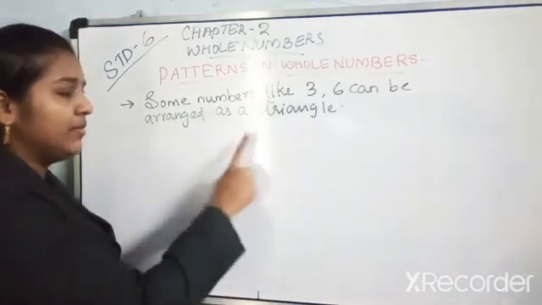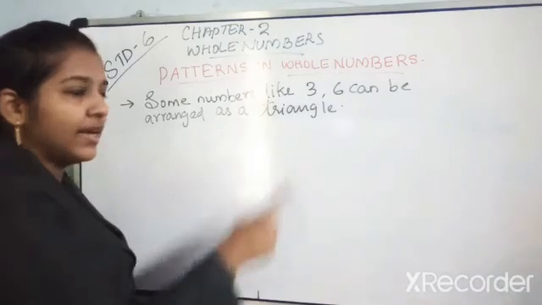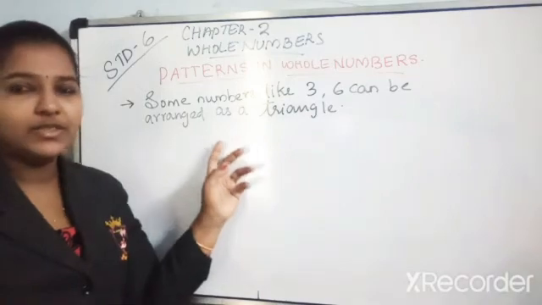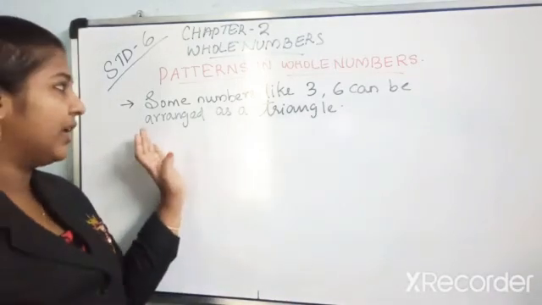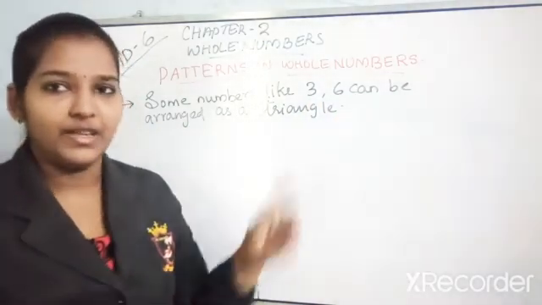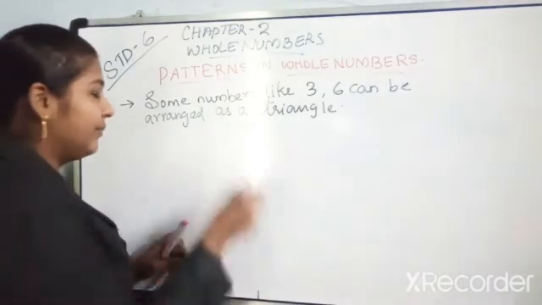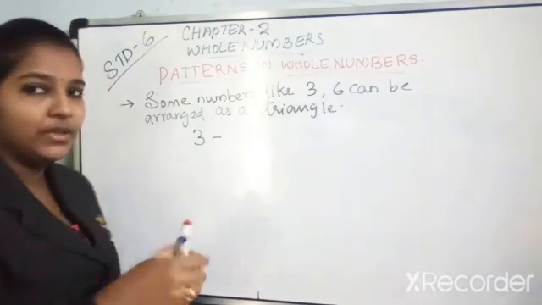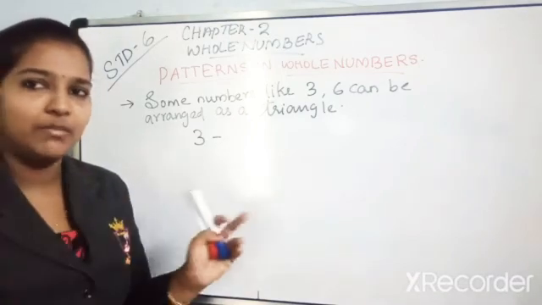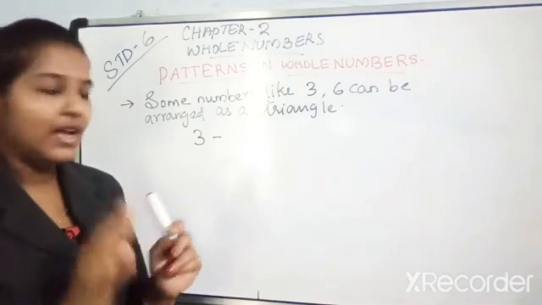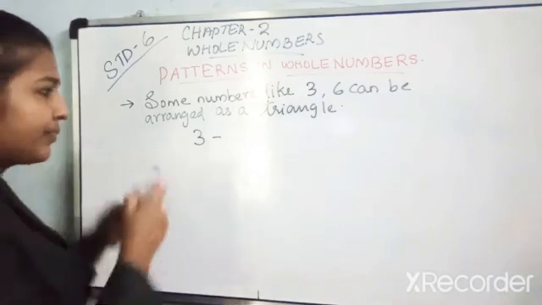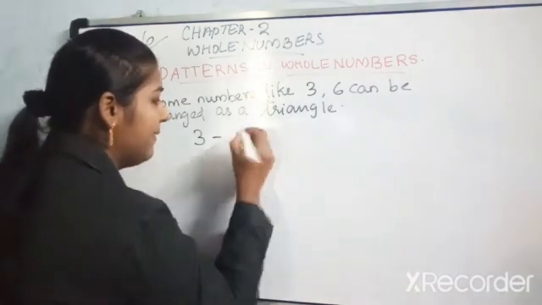Children, next is some numbers like 3, 6 can be arranged as a triangle. Let's check how that works. Number 3 we can arrange in two ways. The first one is as a line, because every number can be arranged as a line, and the number 3 can be arranged as a triangle also. Look. So 1.